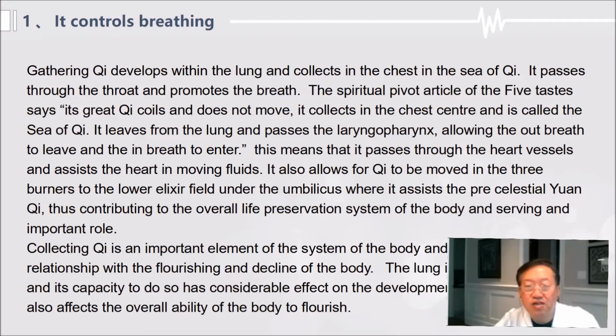It also allows for qi to be moved in the three burners to the lower elixir field under the umbilicus, where it assists the pre-celestial yuan qi, thus contributing to the overall life preservation system of the body and serving an important role. Gathering qi is an important element of the system of the body, and it has a direct relationship with the flourishing and decline of the body. The lung inspires and expires, and its capacity to do so has considerable effect on the development of gathering qi. It may also affect the overall ability of the body to flourish.